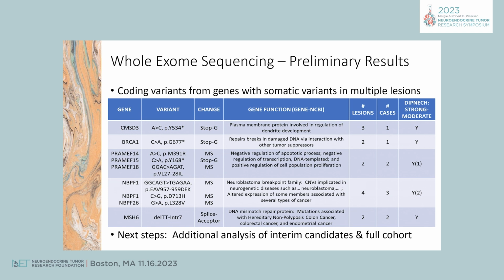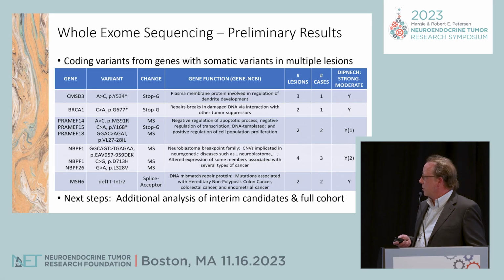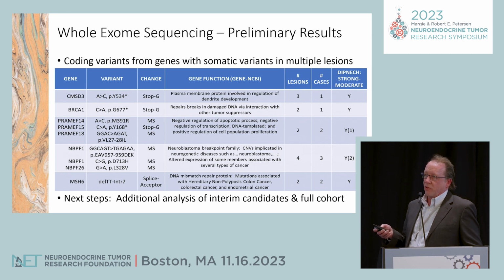Of those, I think BRCA and MSH6 are genes we're all familiar with as being involved in DNA repair. CMSD3 is one that was previously published as being mutated in lung neuroendocrine carcinomas, and does show some role in dendrite development. For the PRAMEs and the MBPF factors, there's a variety of different alterations that we see here.